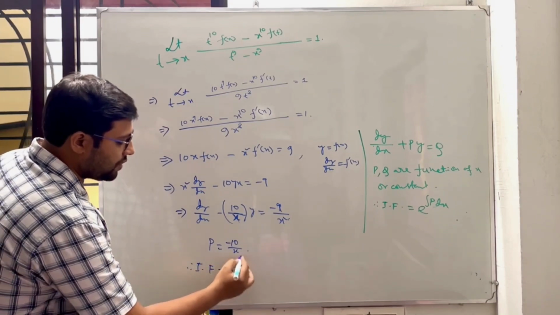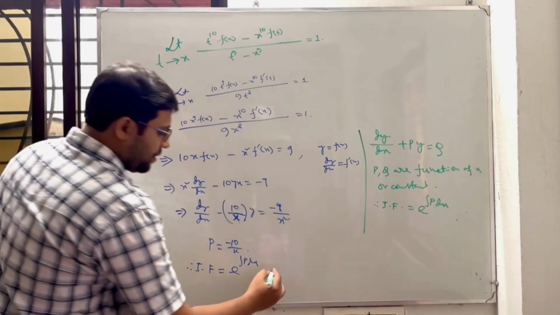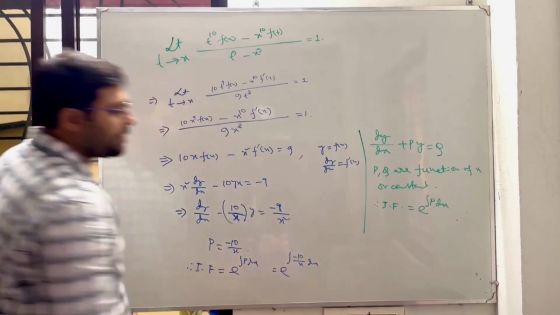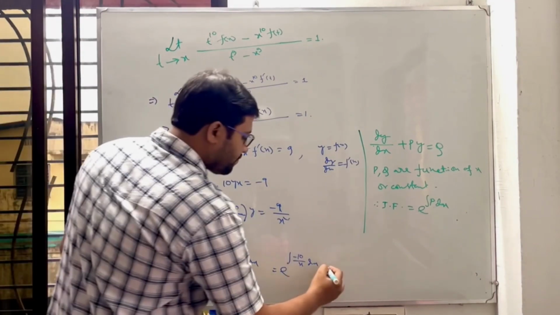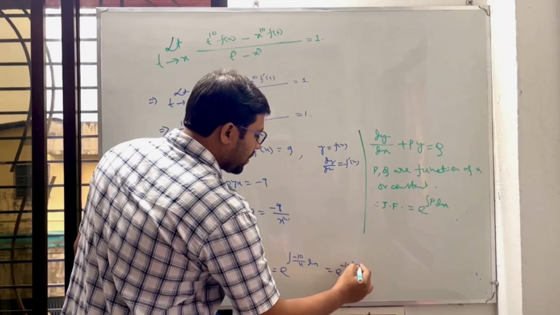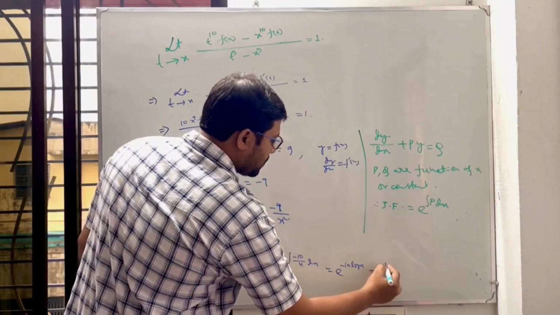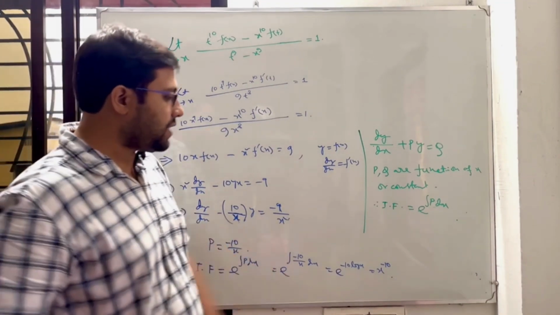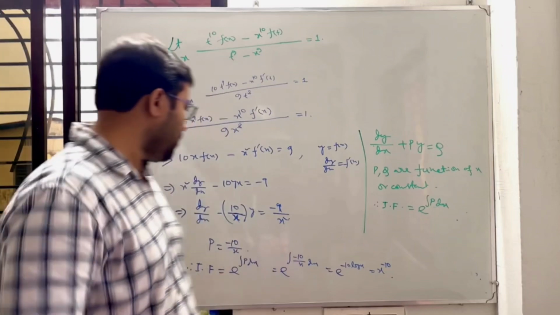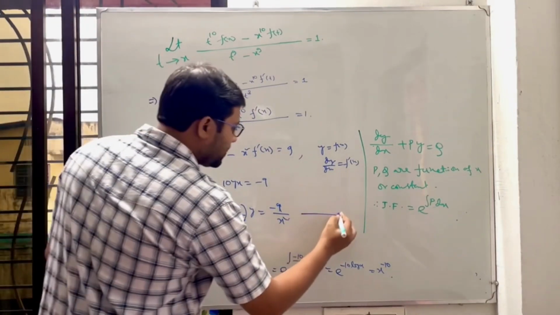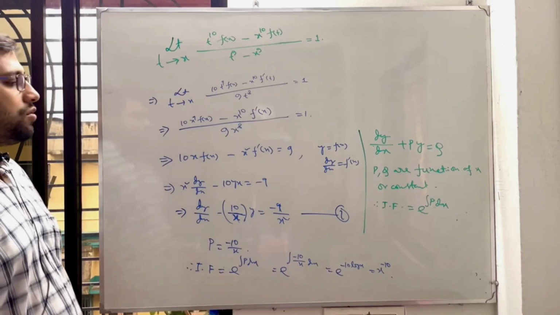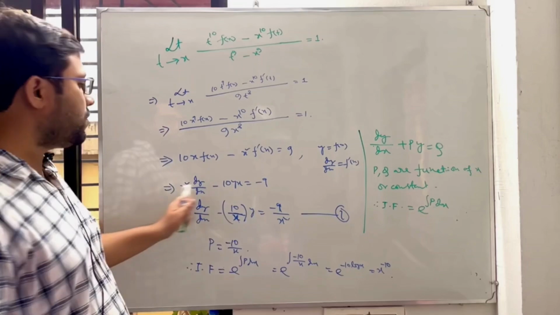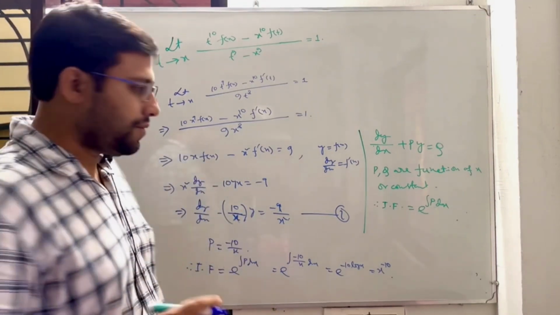So the integrating factor is e to the power integral of p dx. So the integral of −10/x dx, and the integral of 1/x is log x. So −10 log x. With a simple calculation using the property of log, we can see that this is x^−10. So I have to multiply equation 1 with x^−10 so that we can get a totally integrable form. Okay.